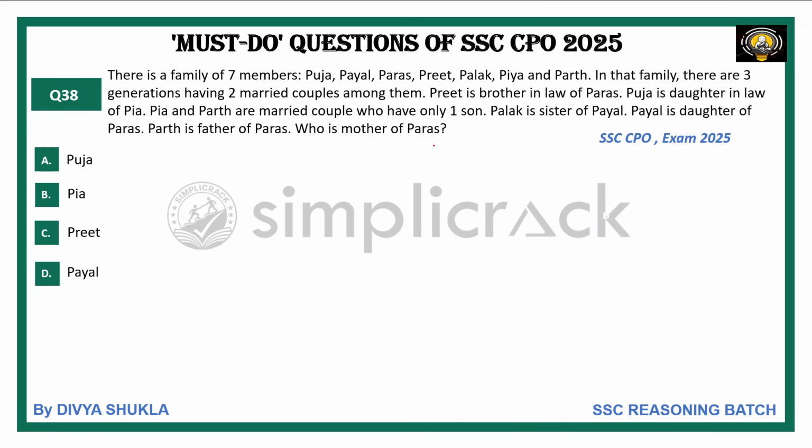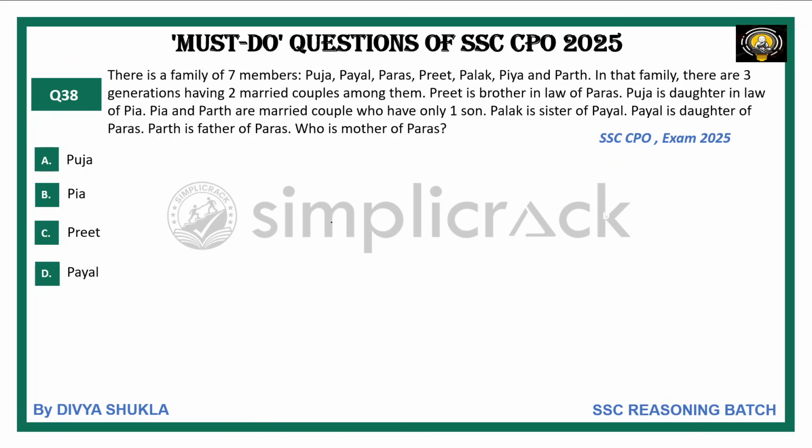There is a family of 7 members: Pooja, Payal, Paras, Preet, Palak, Priya and Parth. In that family, there are 3 generations having 2 married couples. Okay. Now, Preet is the brother-in-law of Paras and Pooja is daughter-in-law of Pia.